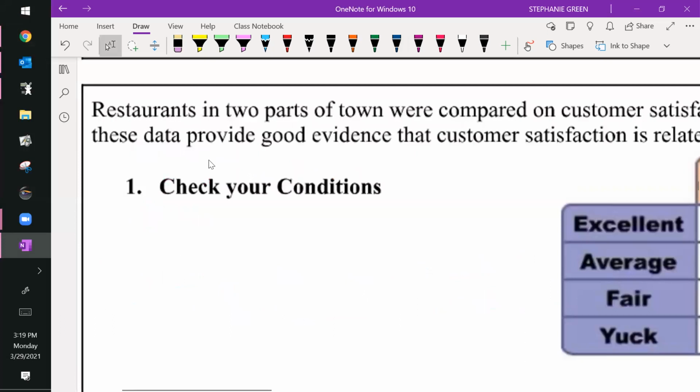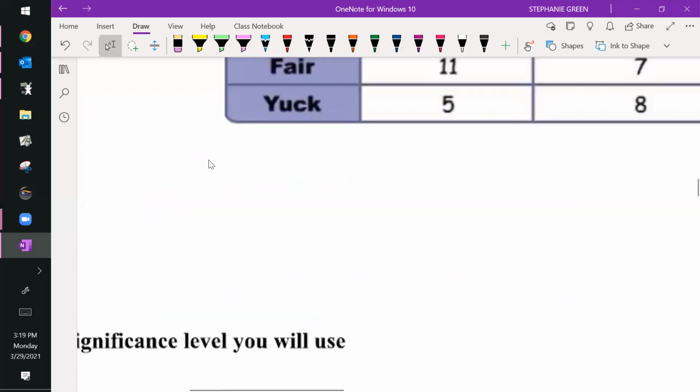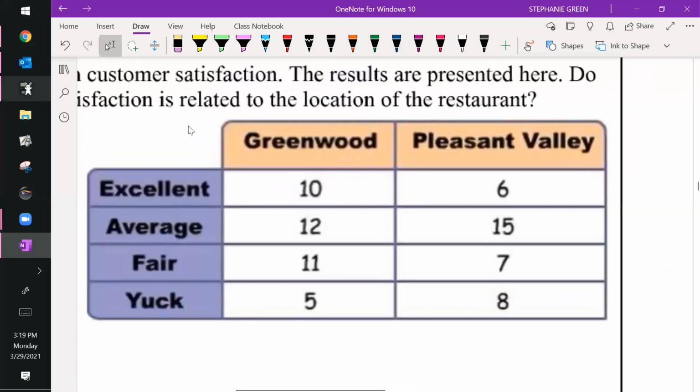Okay, let's do one more of these. Same situation. First thing I need to do is check my conditions. To check my conditions, I need my expected values. Easiest way to get my expected values is with my chi-square test in my calculator. And since I'm going to have to do that in the future anyways, we're going to do it the easy way. So I'm going to put this into my calculator. First thing I need to figure out is how big is my matrix? How many rows and columns are there?